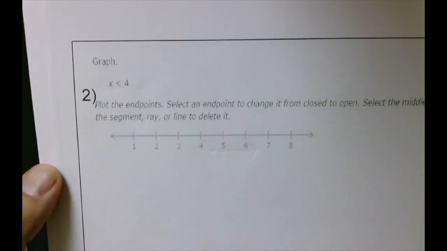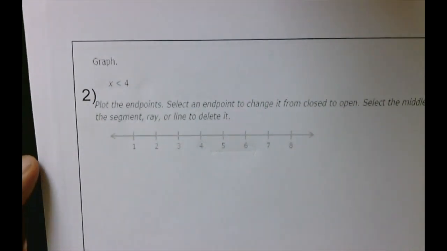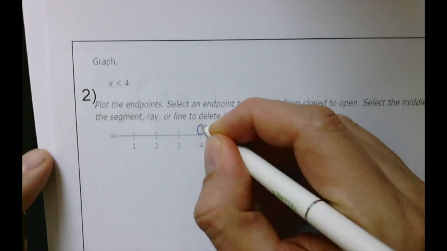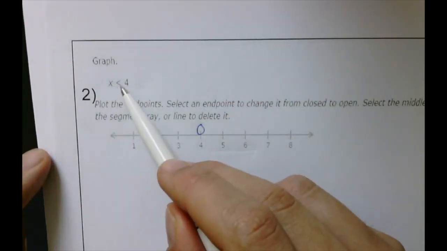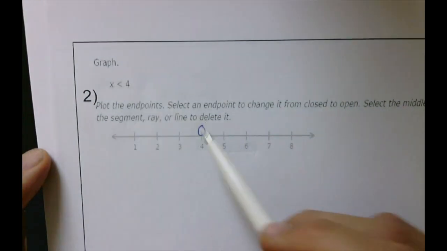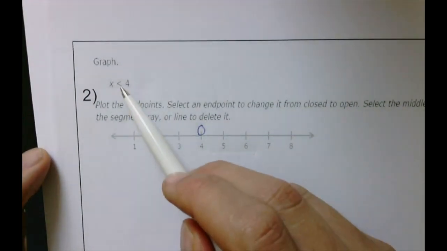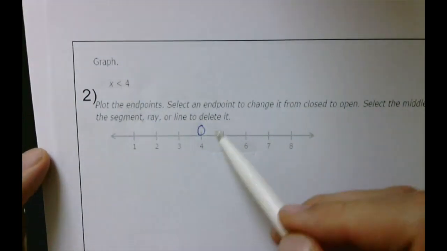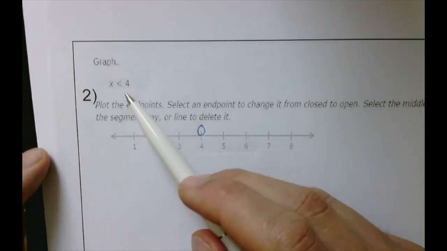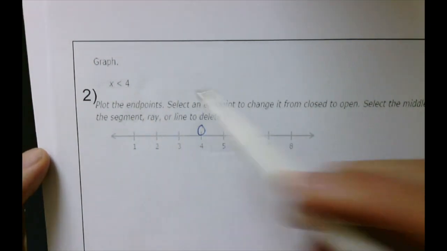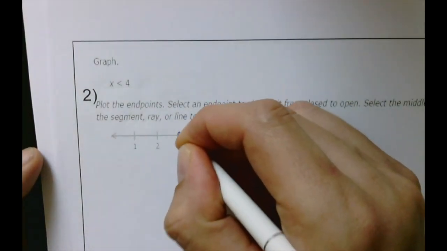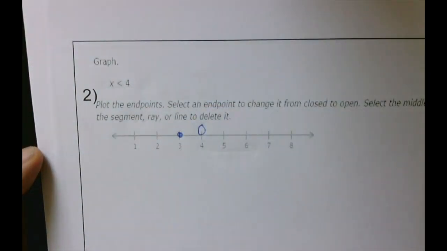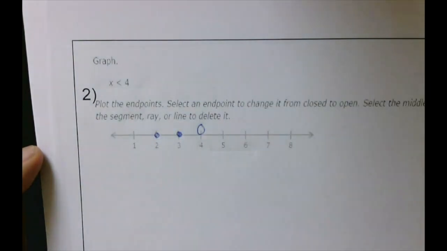Number 4. X is less than 4. I'll draw a circle on 4. Next, I'll think about solutions for this inequality. I also notice that there's no line underneath, therefore I'll leave it open. One possible solution where x is less than 4 is 3. 3 is less than 4. 2 is less than 4. And 1 is less than 4.